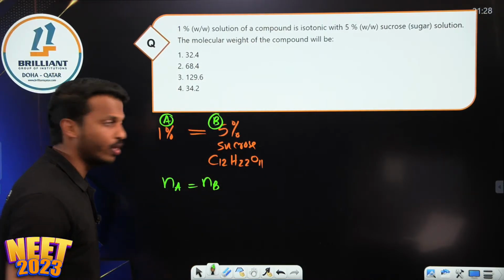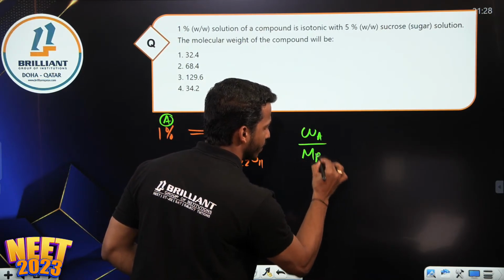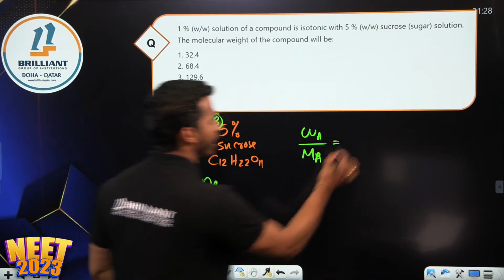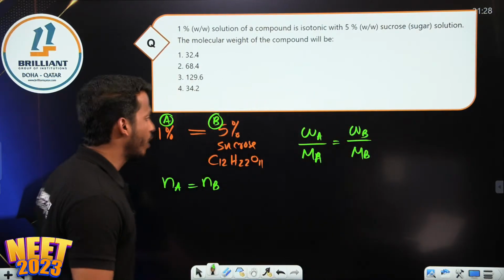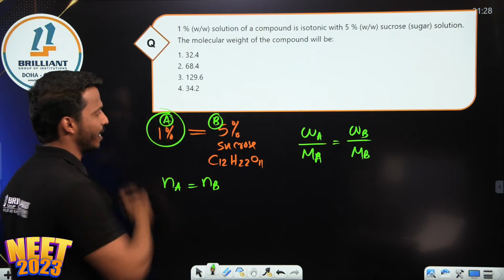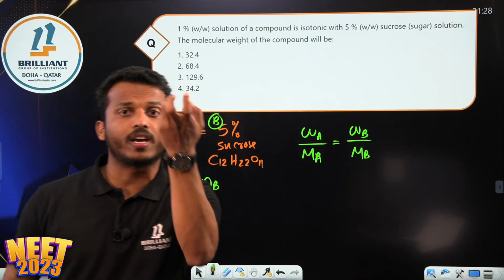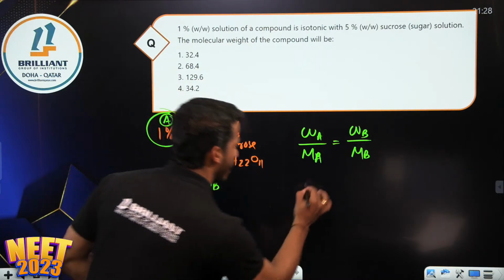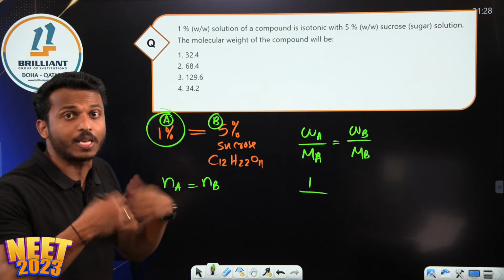What is number of moles? How to calculate, dear all? Weight divided by molecular mass. And how to calculate nB? That is WB divided by MB. Substitute, all of you. What do you mean by 1%? 1 gram of a substance, right? 1% means 1 gram of substance. So 1 divided by, that's the weight. What is the molecular mass of that substance that we are supposed to calculate?